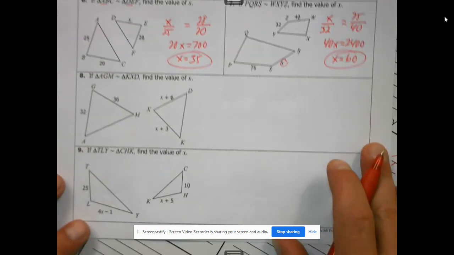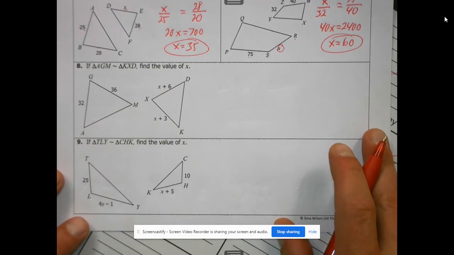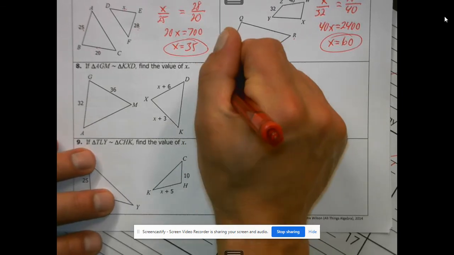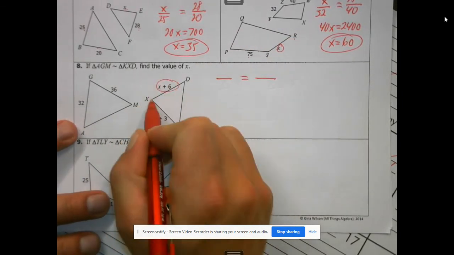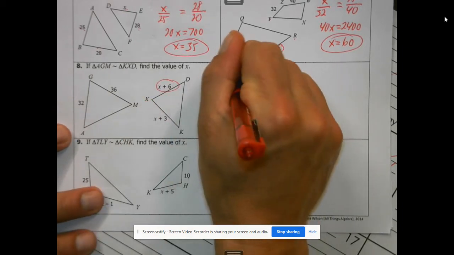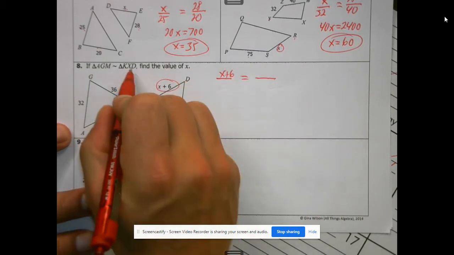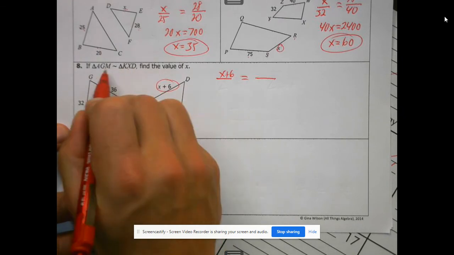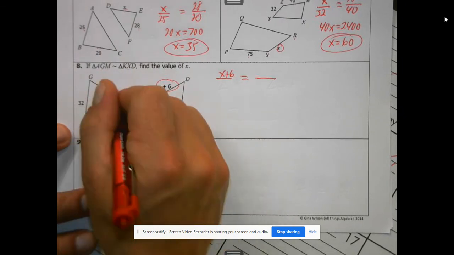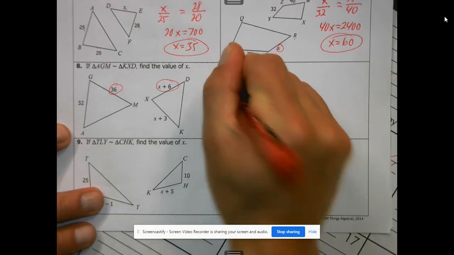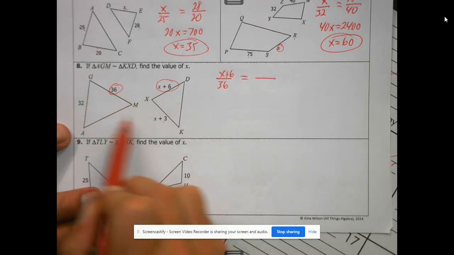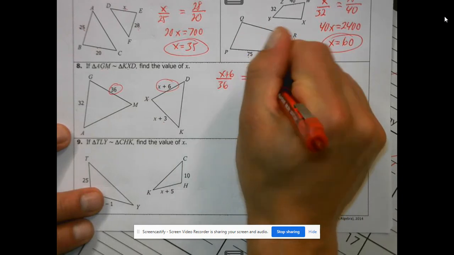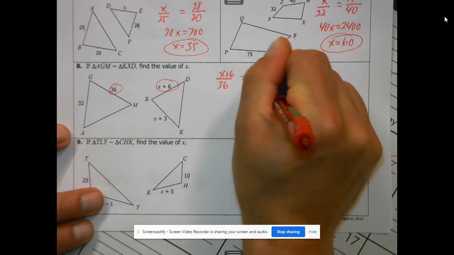All right, here comes some algebra. Same concept. Just got to match up your sides and be careful. All right, let's start with x plus 6. That's in between x and d. X and d matches with GM. GM is 36. So here we go. I went right to left. That means I have to go right to left again. So then x plus 3 over 32.